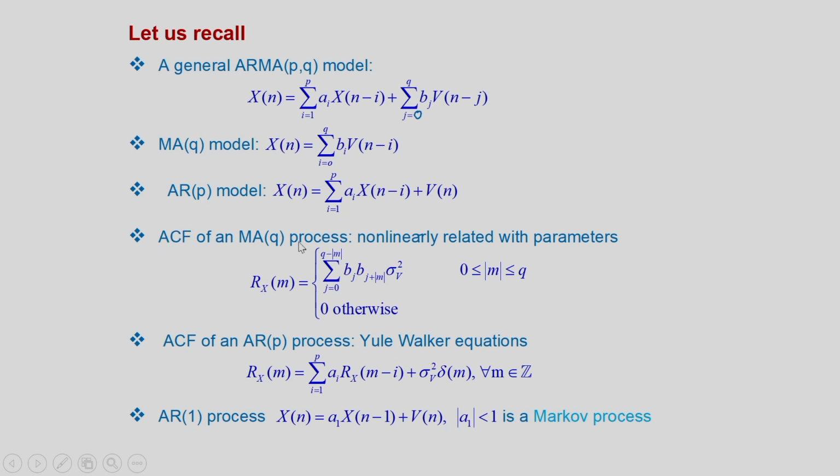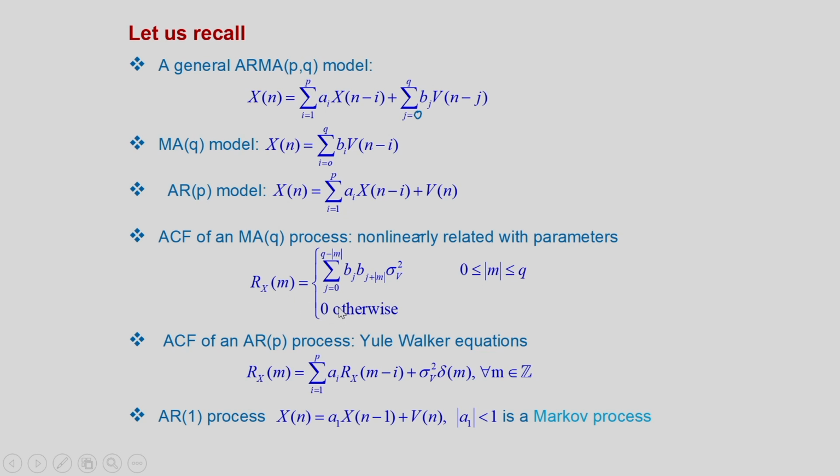The ACF of an MA(q) process is nonlinearly related to the parameters. This is the relationship: Rx[m] is equal to summation j equal to 0 to q minus mod of m, b_j b_{j plus mod of m} into sigma_v square, where mod of m lies between 0 and q, and otherwise Rx[m] is 0.